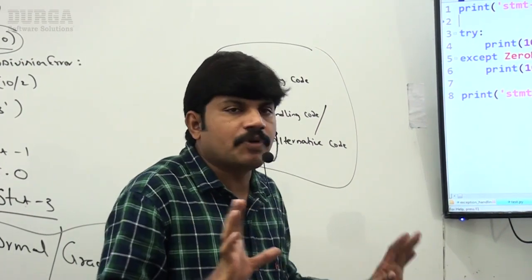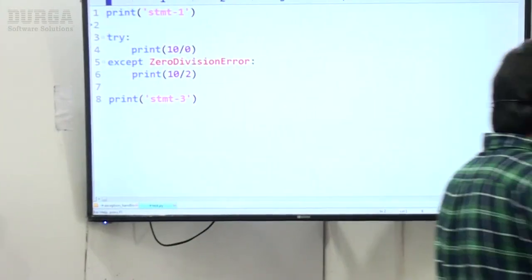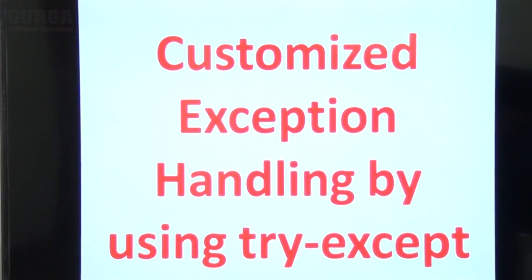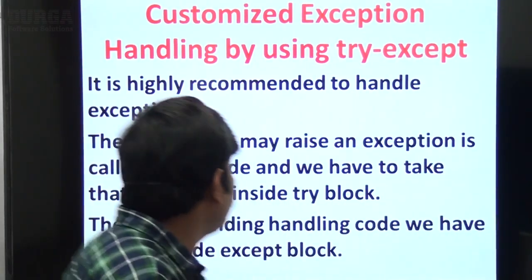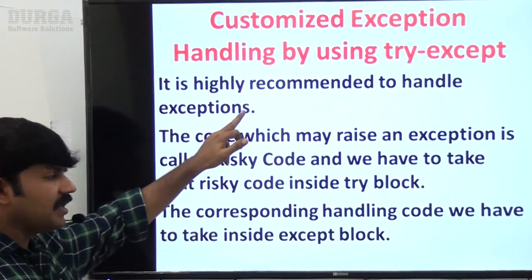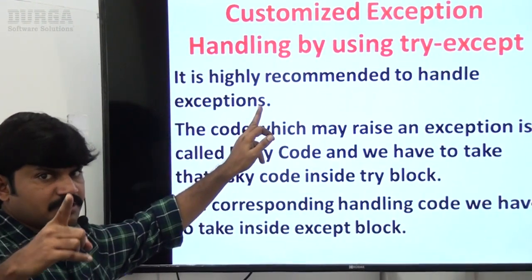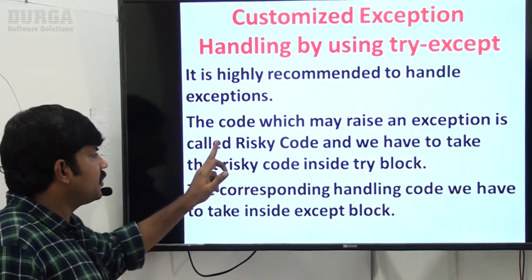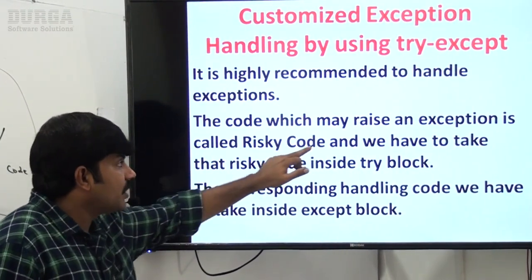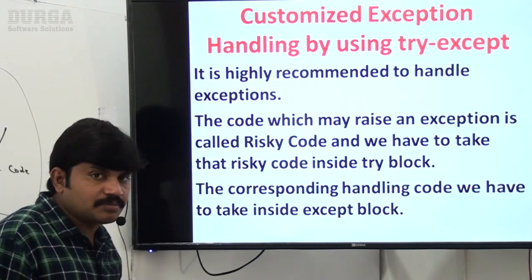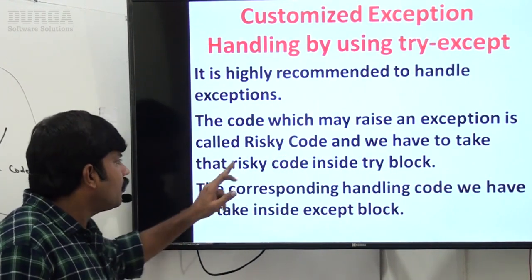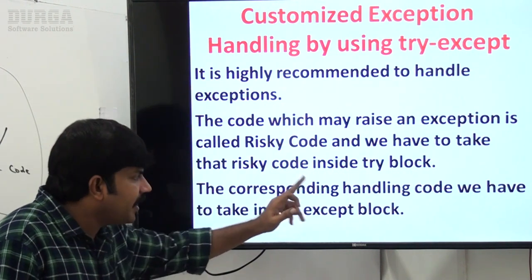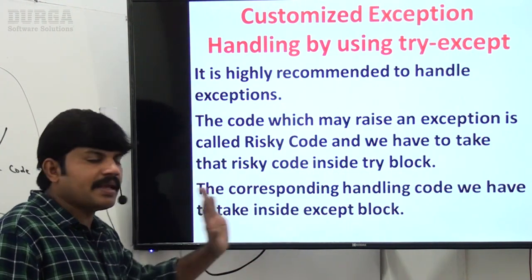Abnormal termination, normal termination. That is the power of try except blocks. Up to this, whatever we covered, just have a look once, sir. Here I showed how to customize the exception by using try except. Observe, it is highly recommended to handle exceptions. The main objective of exception handling is graceful termination. Next, the code which may raise an exception is called risky code. Remember this one, sir. We have to take that risky code inside a try block. Next, the corresponding handling code we have to take inside the except block.